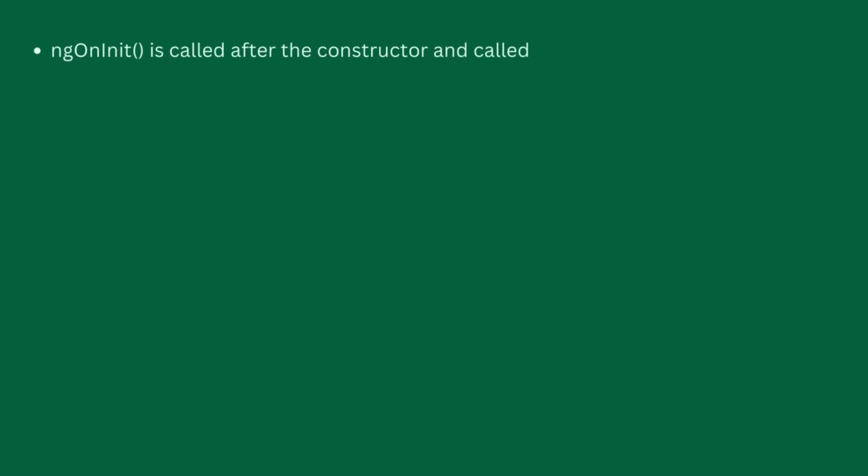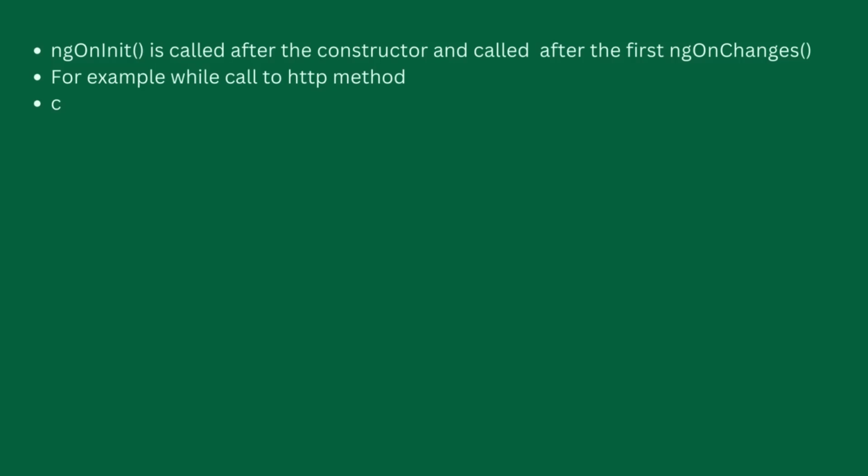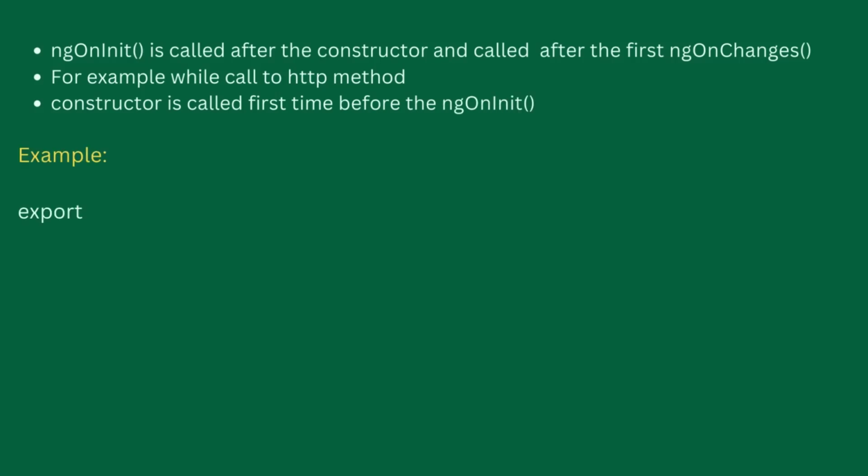ngOnInit is called after the constructor and called after the first ngOnChanges. For example, while making an HTTP call, the constructor is called first, before ngOnInit. Example: class named App implements OnInit. Inside, the constructor method is called with parameter myService. Then the ngOnInit method is called after the constructor method, inside the class named App.